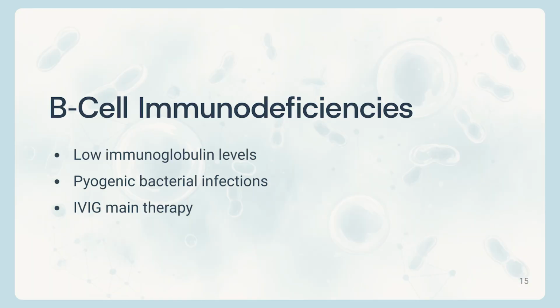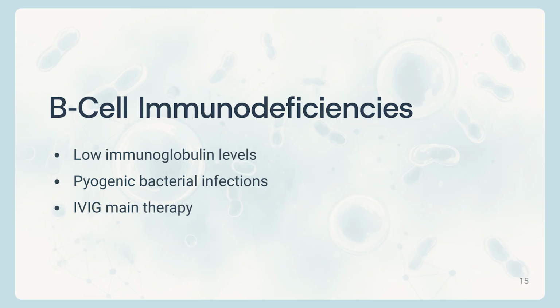Let's now look specifically at B cell immunodeficiencies. When you have a deficiency in B cells, you typically have low immunoglobulin levels. So this leaves you vulnerable to recurrent bacterial infections, especially those caused by pyogenic bacteria, which means bacteria that cause pus formation, like Staphylococcus or Streptococcus.